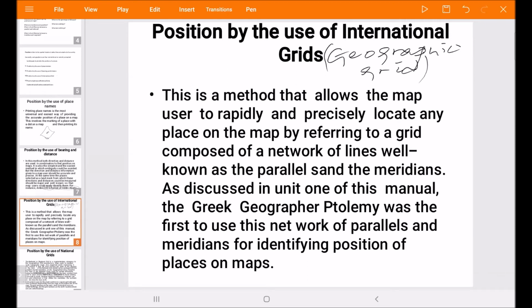By using geographical grid, we use two lines, the network lines. They are parallels and meridians, or latitude and longitude. By using latitude and longitude, we can locate the position of a place on the map. Latitude and longitude በመጠቀም ያንድን position or location ማሳየት እንችላለን.